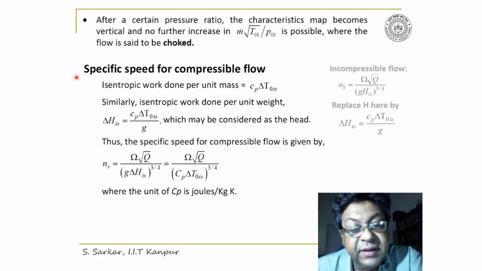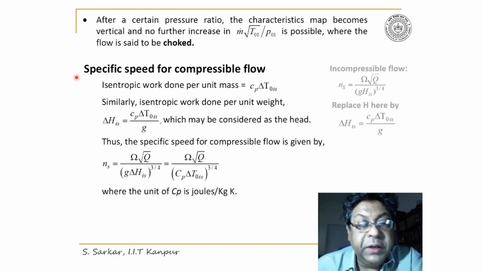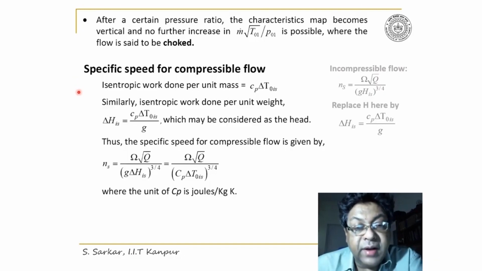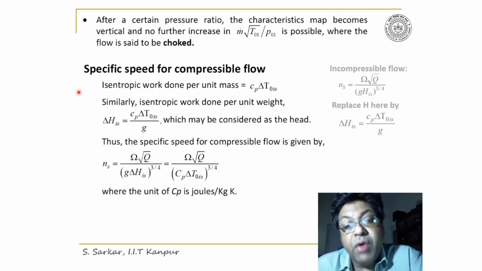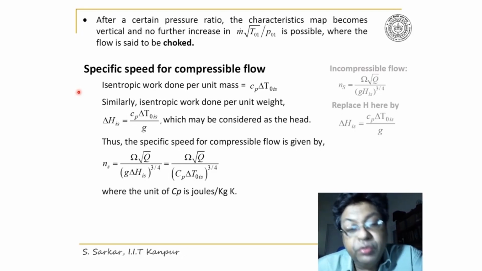Here I'll define the specific speed of turbomachines handling compressible flow. Now please note the isentropic work done per unit mass is given by Cp into delta T0,is, where delta T0,is is the temperature rise or drop across the machine. Similarly, isentropic work done per unit weight can be given by Cp into delta T0,is divided by g, which can be treated as head.